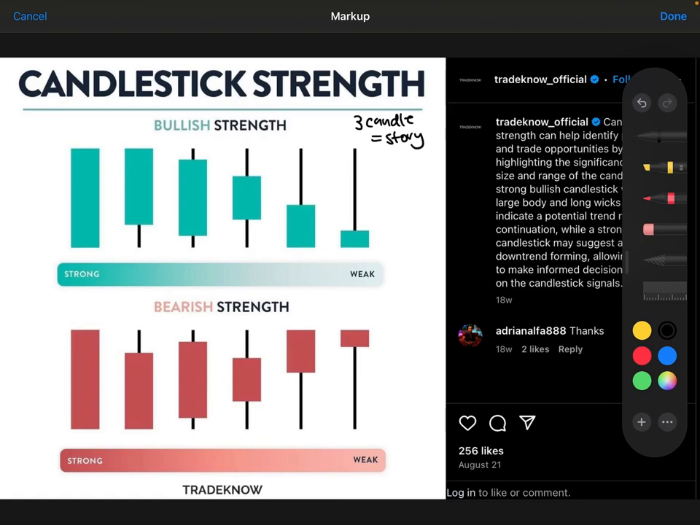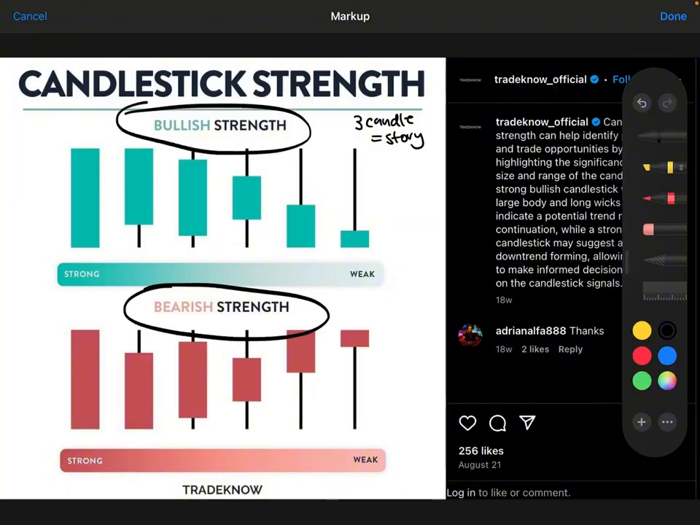However, you cannot tell that story unless you know what each of those 3 candles means, and that's why we're talking about candlestick strength. If you have 3 candles that are going to tell a story, you can only know the story if you know what the 3 candles are saying. Now, they're going to say either a bullish strength or a bearish strength. However, you could have 2 bullish candles and 1 bearish candle, or 1 bullish candle and 2 bearish, or 3 bullish or 3 bearish. That's going to all tell the difference between the story.